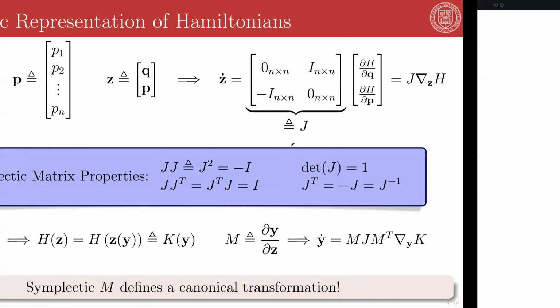Any matrix P is symplectic if the transpose of P times J times P gives you back J. So for any matrix P that satisfies this relationship, P will be symplectic. And J itself will satisfy this relationship, which you can verify using the properties we just listed off.